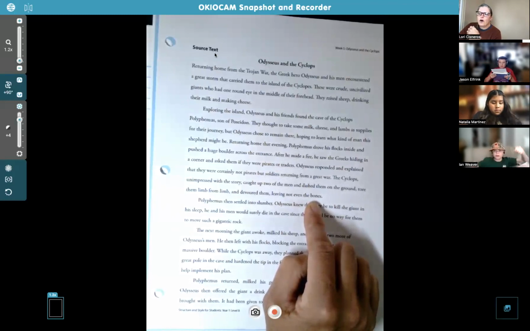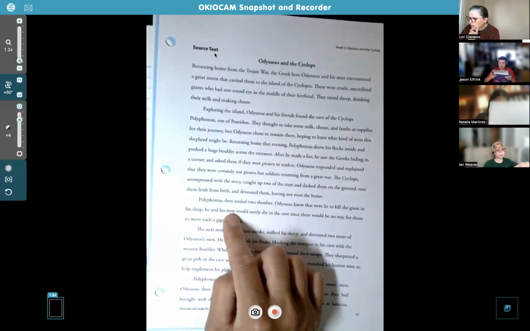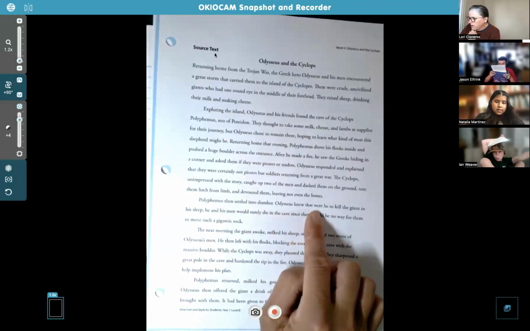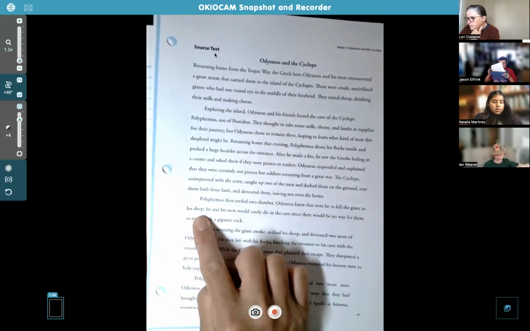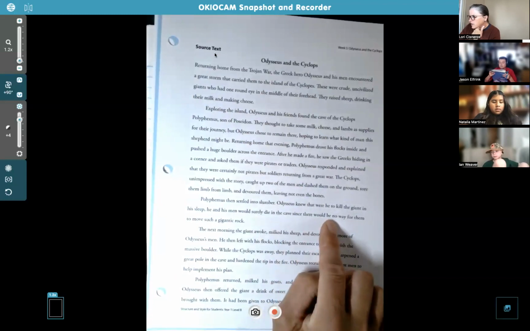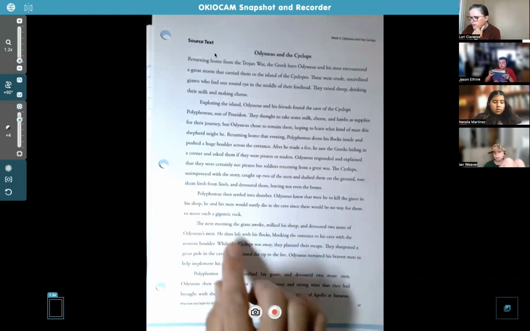And so already now they're enemies, right? Obviously they're enemies here. Polyphemus then settled into slumber. Odysseus knew that were he to kill the giant in his sleep, he and his men would surely die in the cave, since there would be no way for them to move such a gigantic rock.